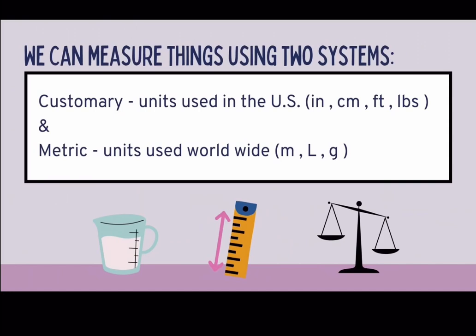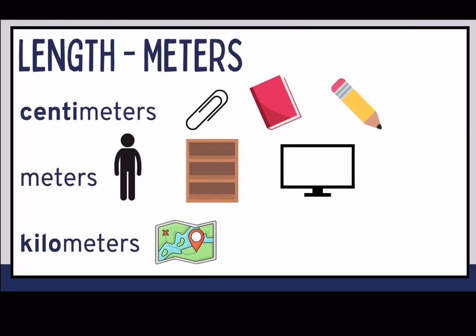The reason that we are is because we live in the United States, and those are the units that we typically measure with. Now with metric, we typically don't hear these a lot, but they're not unfamiliar to us either. The units that are metric are used worldwide, and those include meters, liters, and grams. We're going to talk about the metric system, and we're going to deal with specifically just length.